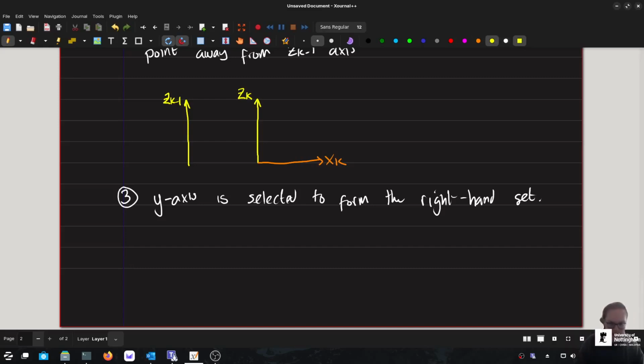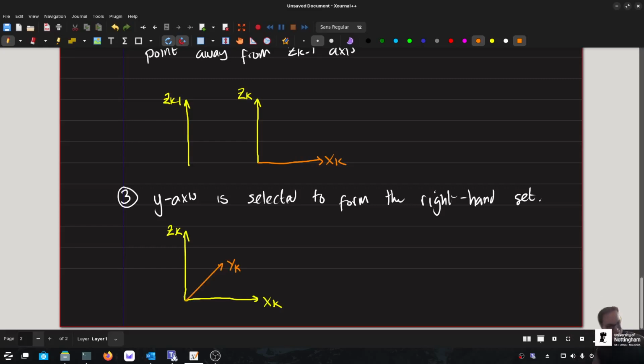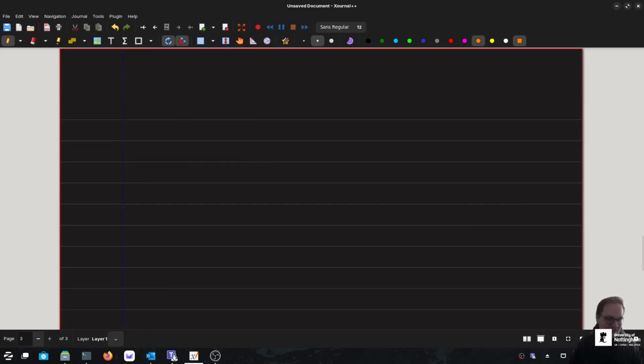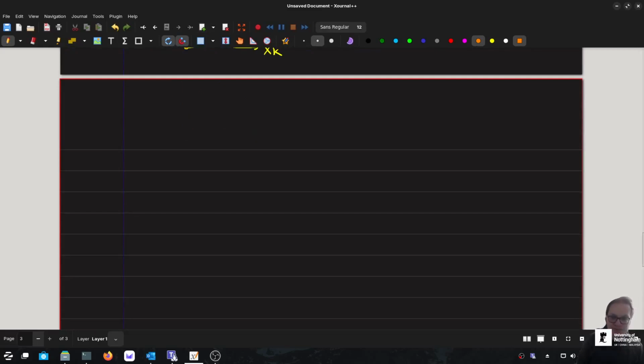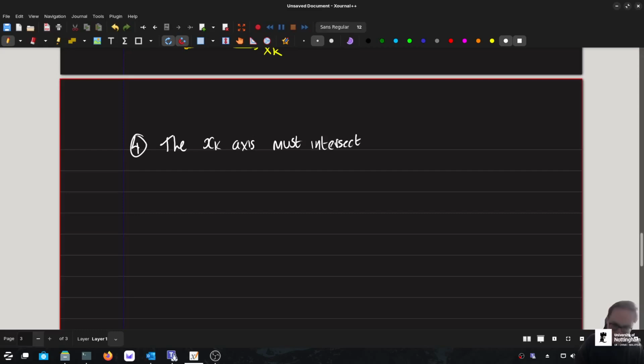So for example, if I have my ZK up in this direction, and I've chosen XK to be to the right, well then my YK would be in that direction. So index finger to the right, a bit out of the camera. My background is removing it, but you can move your index finger to the left. You're going to have your thumb upwards, and you'll find that your Y is going into the screen. Very straightforward, you should know that one. And then the last of the rules, rule 4, is the XK axis must intersect the previous ZK minus 1 axis.